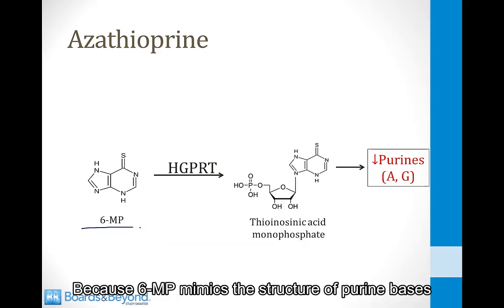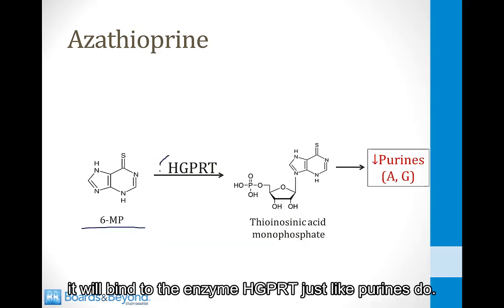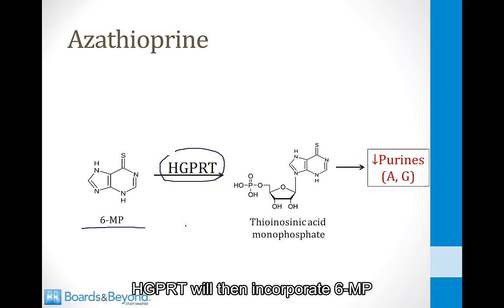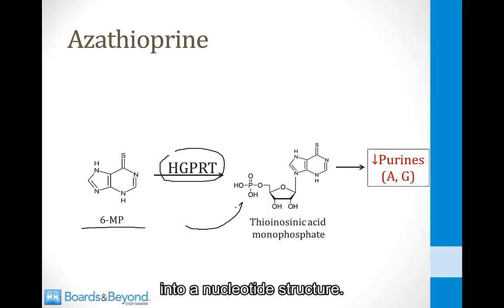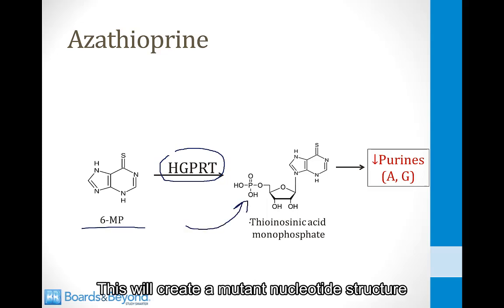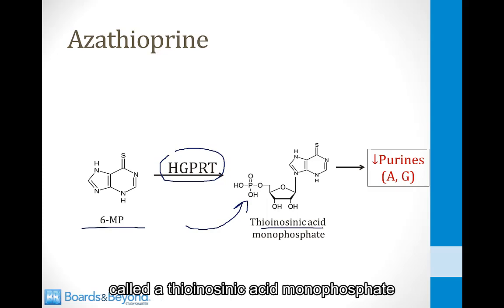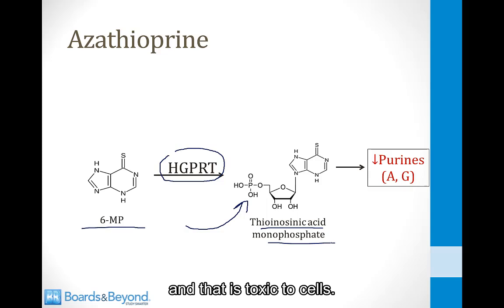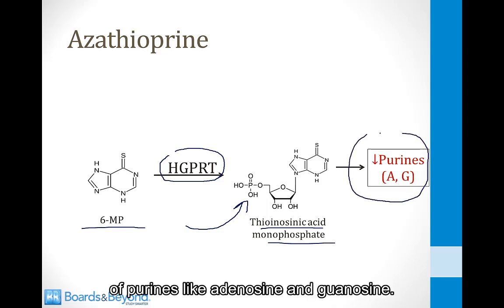Because 6-MP mimics the structure of purine bases, it will bind to the enzyme HGPRT just like purines do. HGPRT will then incorporate 6-MP into a nucleotide structure. This will create a mutant nucleotide structure called thioinosinic acid monophosphate, and that is toxic to cells, and that will lead to decreased synthesis of purines like adenosine and guanosine.